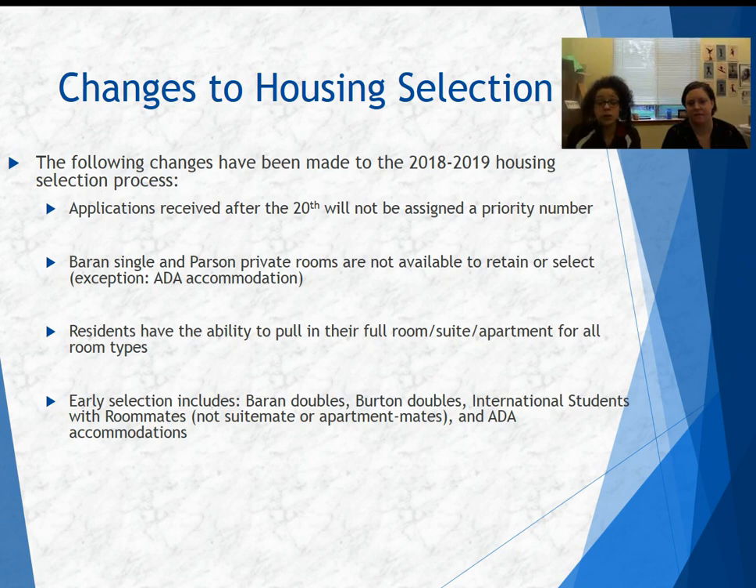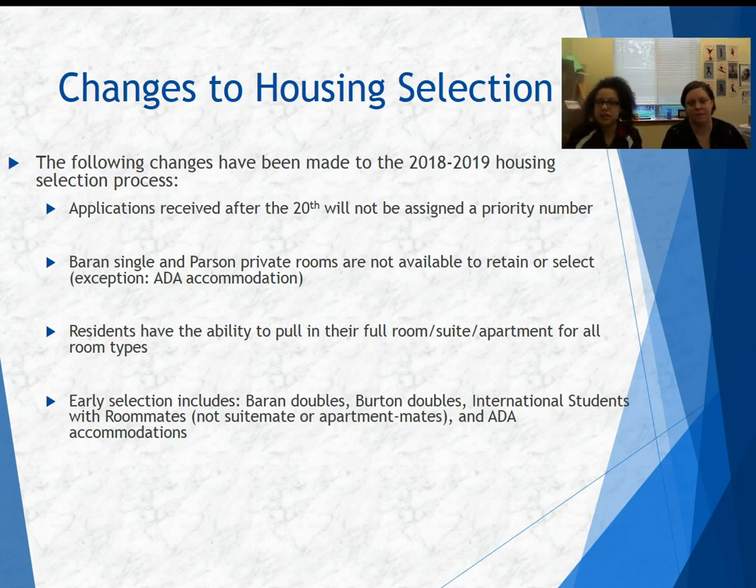As residents, one of the other changes we're making is that you have the ability to pull in your full room, suite, or apartment regardless of the room type. So if you want a Spangler apartment, Burton apartment, Spangler double room, Spangler single double, Baron double, whatever you'd like, you can pull in all of your apartment and suite mates together. And that's a really great and convenient option because then you just need to go at the time with the person who has the highest priority number.